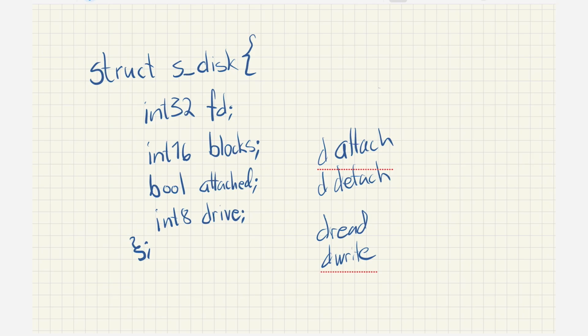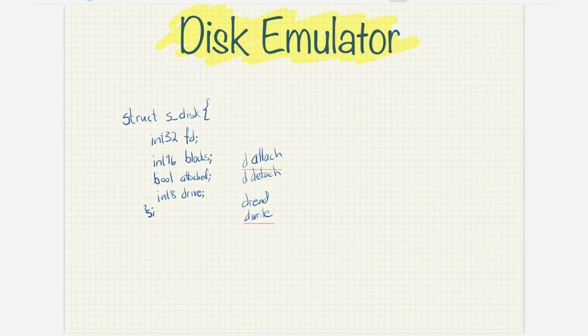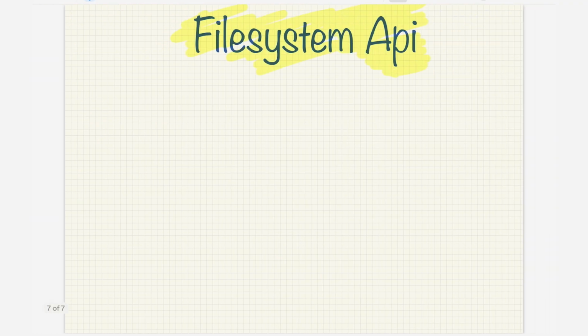And when we go into production with the operating system, there will not be a disk emulator. Instead, these will simply be BIOS system calls. Or probably, it will be system calls inside of my operating system, interfacing with the BIOS. All right, simple enough. And the last thing will be the file system API.